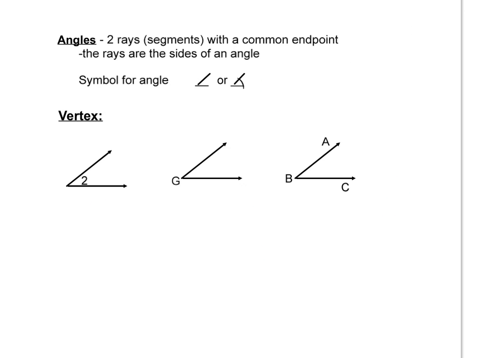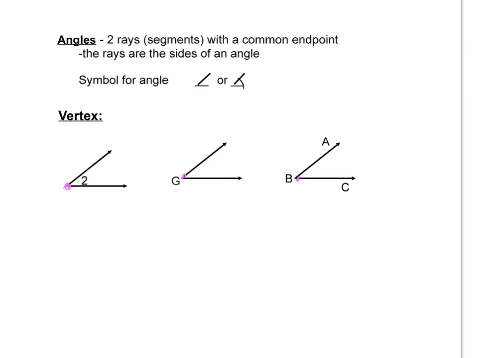Alrighty, the next figure is an angle. An angle is two rays with a common endpoint. We call that endpoint the vertex. Okay, the symbol for an angle is a little angle symbol that looks like that. Okay, so my vertices for each of these angles is right here. The endpoint of my two rays right here and right here.